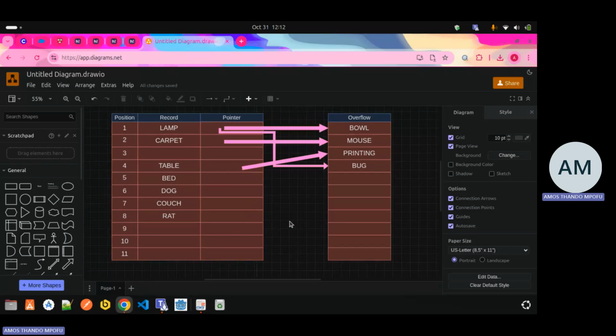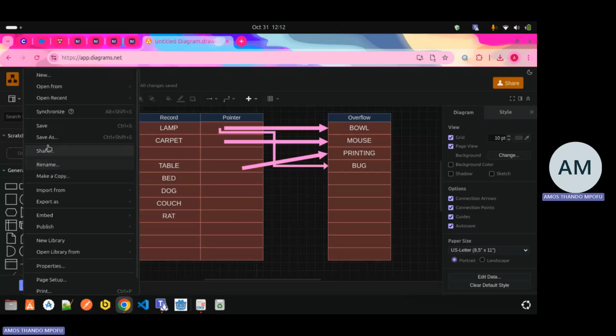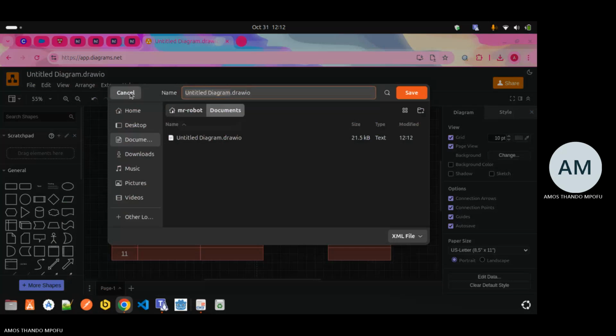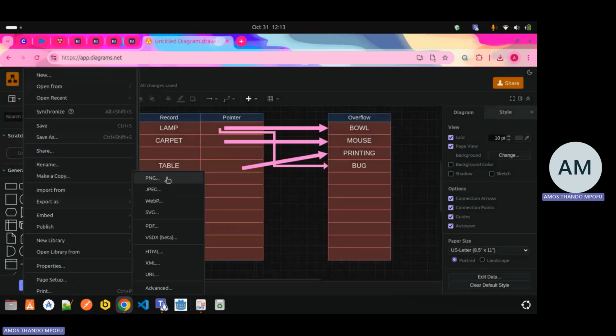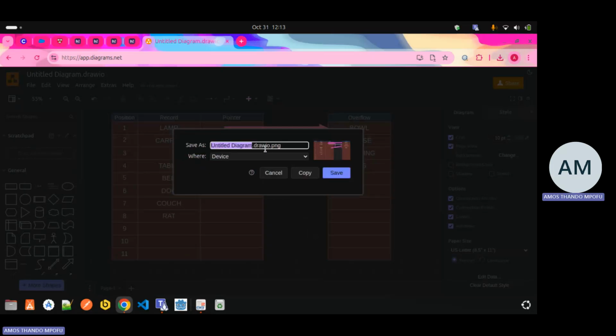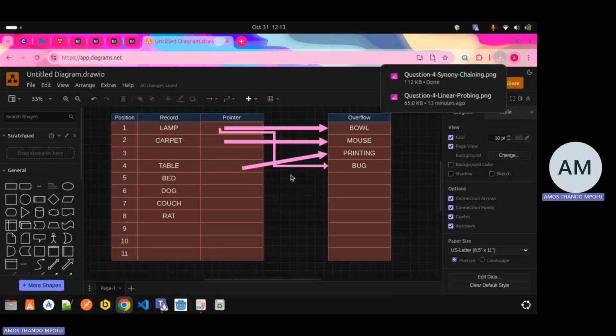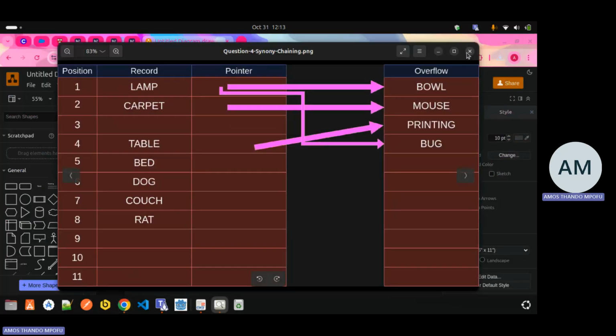So this will be synonym chaining, right? So I'm going to save this. Okay, not save, export. Export as PNG, export, and then question for synonym chaining, right? Synonym chaining, and then we are done with synonym chaining. So let me just double check so that I can see it. Yeah, it's pretty clear to me.